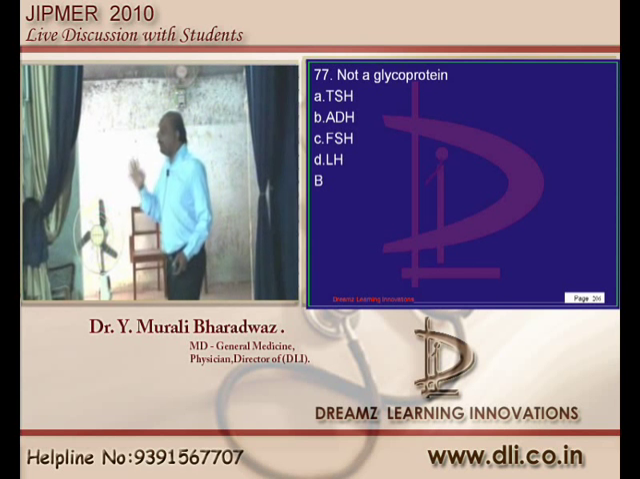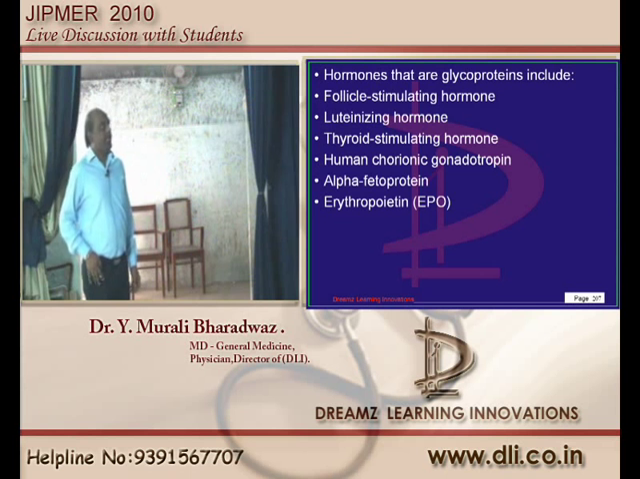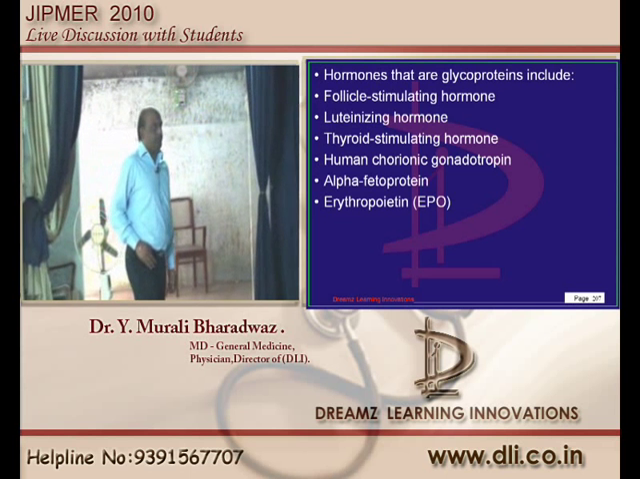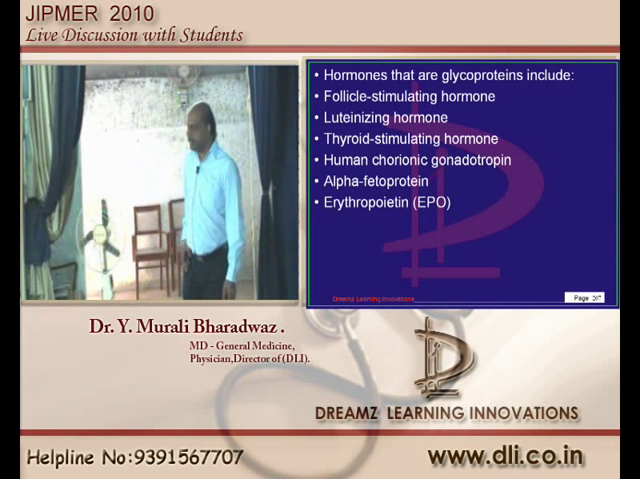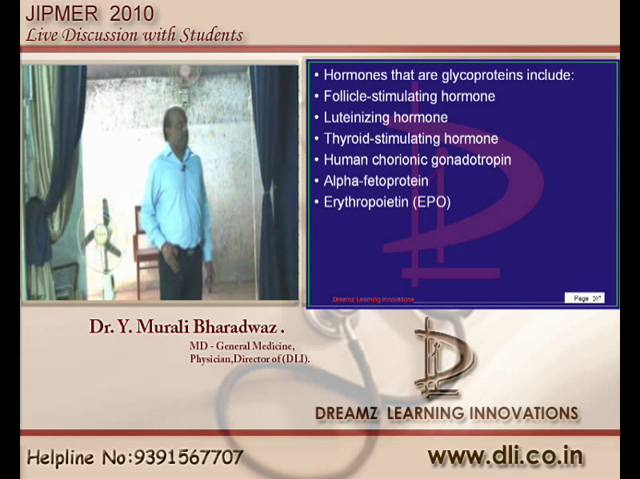Now what are the various glycoproteins among the hormones in structure? FSH, LH, TSH, HCG, alpha-fetoprotein, erythropoietin. They are all examples of the hormones which are glycoproteins.